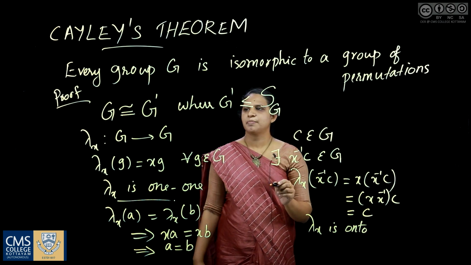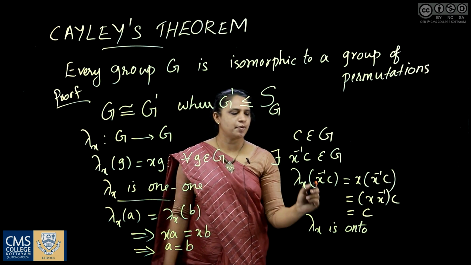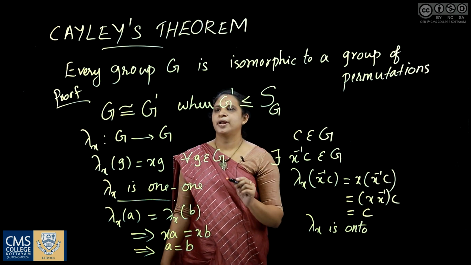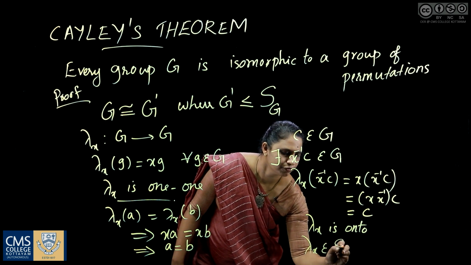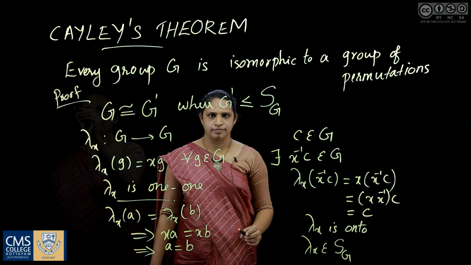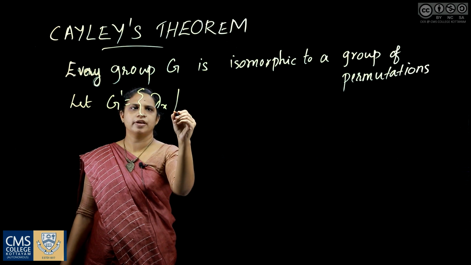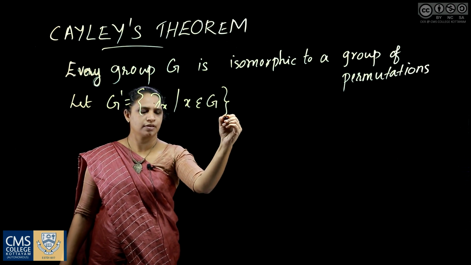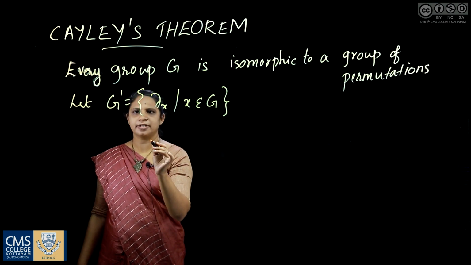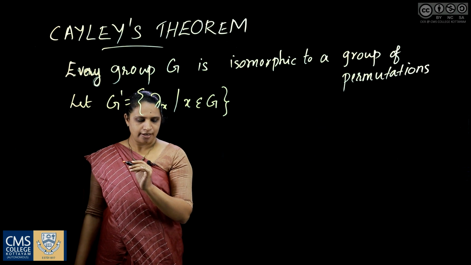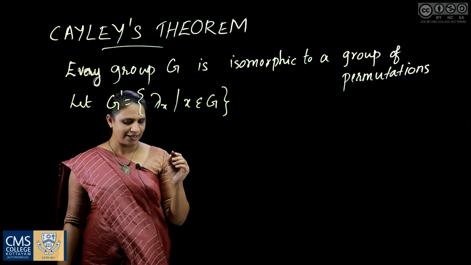So, λ_x is a mapping from G to G, and this mapping is 1-1 and onto. That means λ_x is a permutation on G, or this λ_x is an element of the symmetric group S_G. Let G' equal the set of all λ_x where x belongs to G. Now, we prove that this G' is a subgroup of the symmetric group S_G. Clearly, G' is a non-empty subset of the symmetric group S_G.